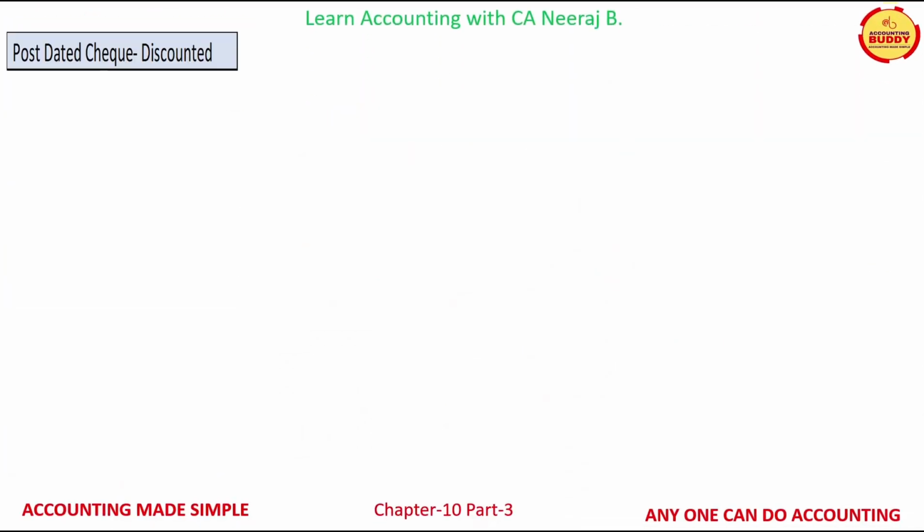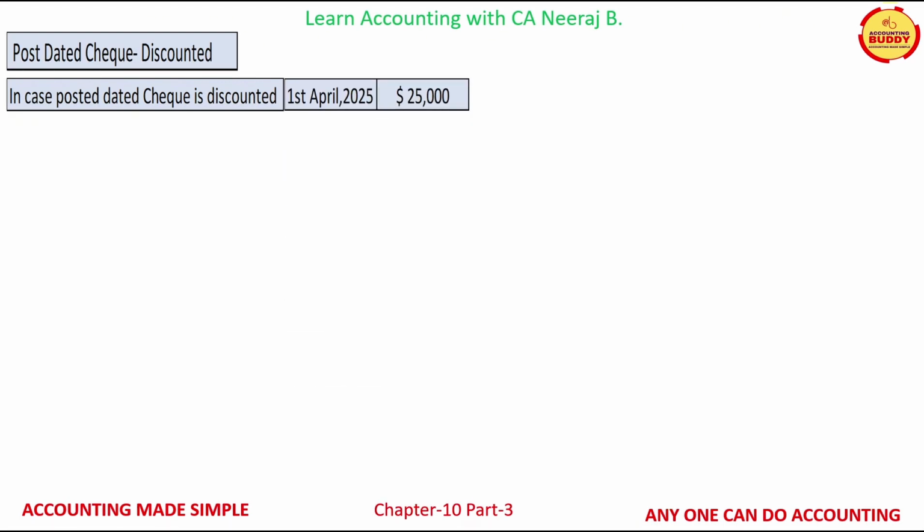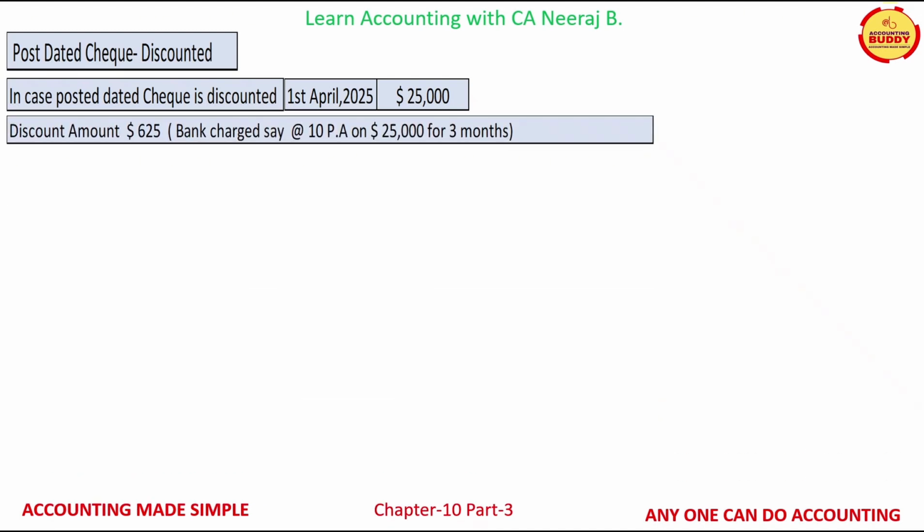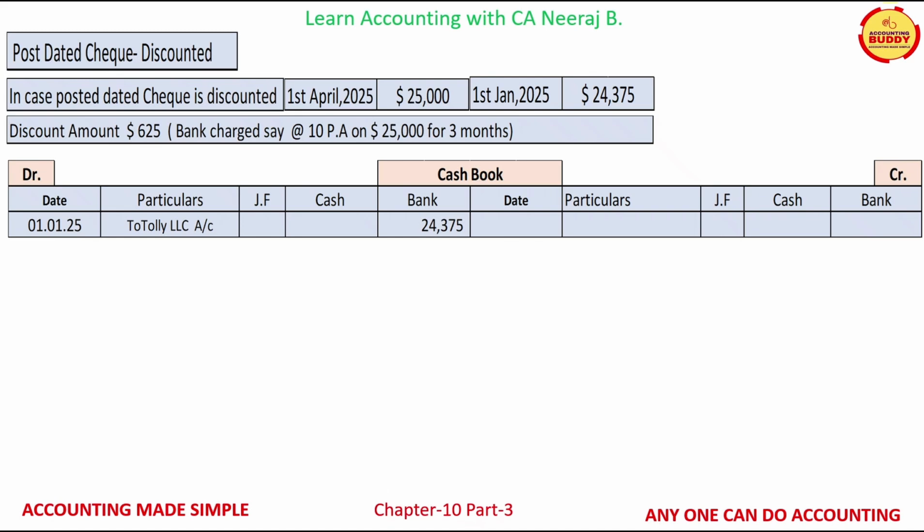Let us understand the accounting treatment in case a post-dated check is discounted. In our example in the previous slide, the business received a check amounting to $25,000 on 1st of January 25 and the check was dated 1st of April 25. Now in case the business needs immediate funds and decides to discount the check, the bank may charge $625 as discounting charges and pay the balance amount of $24,375 to the business. Now the cash book will appear as displayed on your screen.